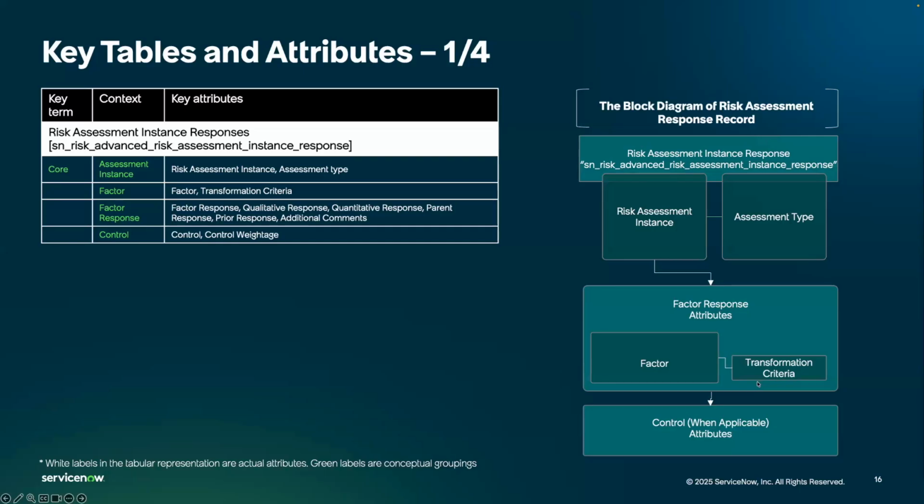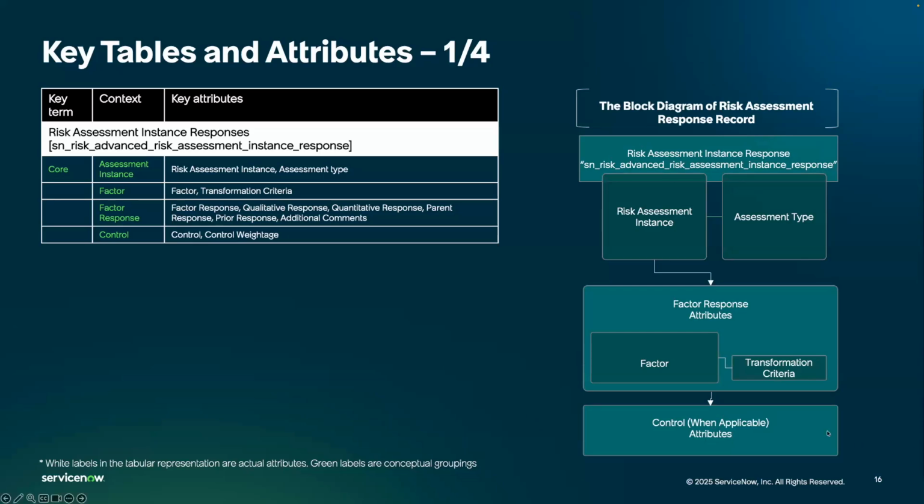is the meat of the record. What did the assessor actually answer? You have factor response for raw input, then qualitative response and quantitative response for the converted values based on contribution type. Parent responses link grouped factor responses to their parent. Prior response stores the previous assessment's answer, useful for comparison, and the copy prior response feature.